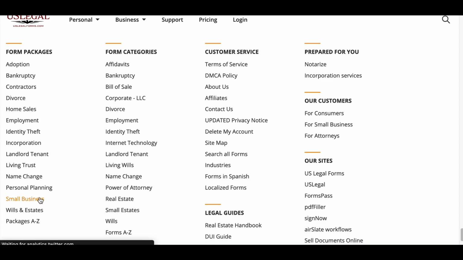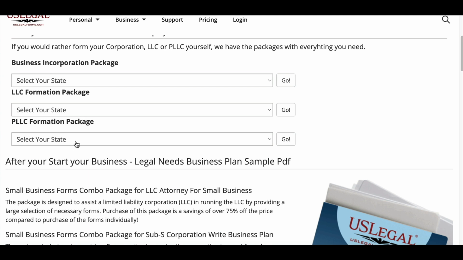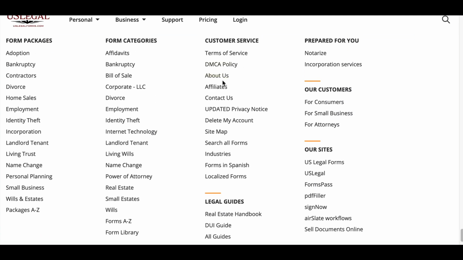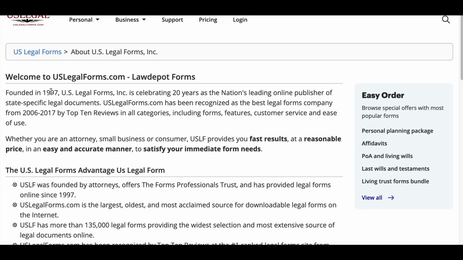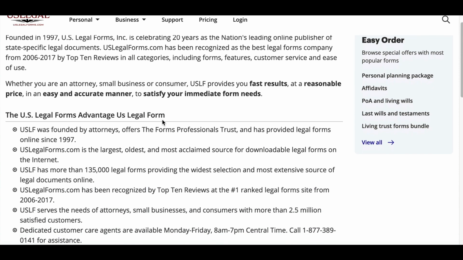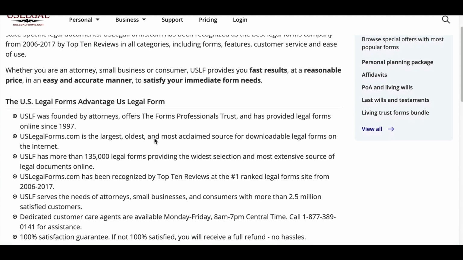So here you'd be looking at the small business incorporation formation. Okay, so who are these? Who is this company? Oh, about us. Here we go. Formed in 1997. They're celebrating 20 years, which happened a while ago. And they have all kinds of different forms. They were founded by attorneys.